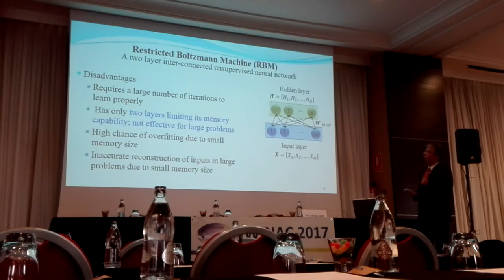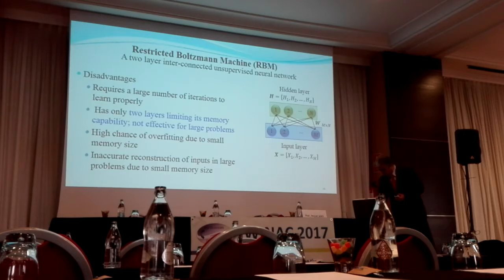However, this restricted Boltzmann machine has disadvantages. It requires a large number of iterations to learn properly, and has only 2 layers, limiting its memory capability. It is not effective for large problems, and more and more we are dealing with larger databases. And there is also a high chance of overfitting due to a small memory size, because there are only 2 layers. And also inaccurate reconstruction of inputs in large problems due to the small memory size.